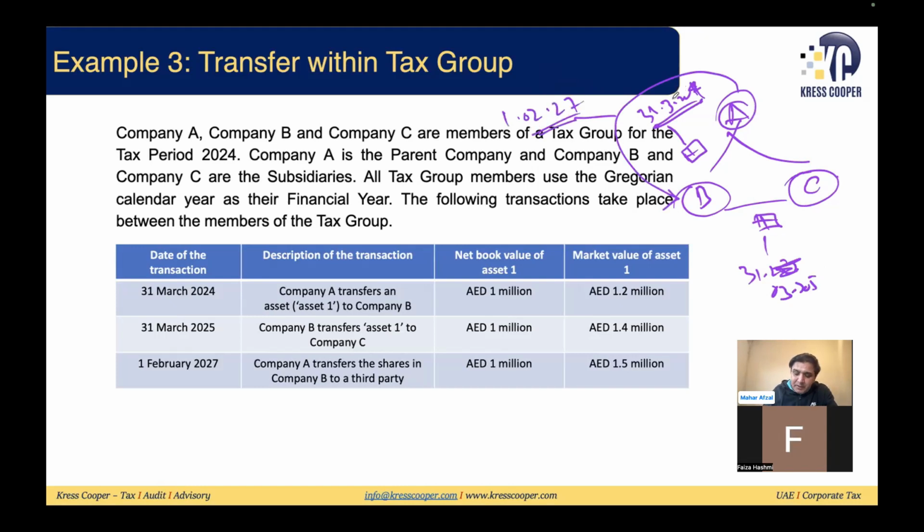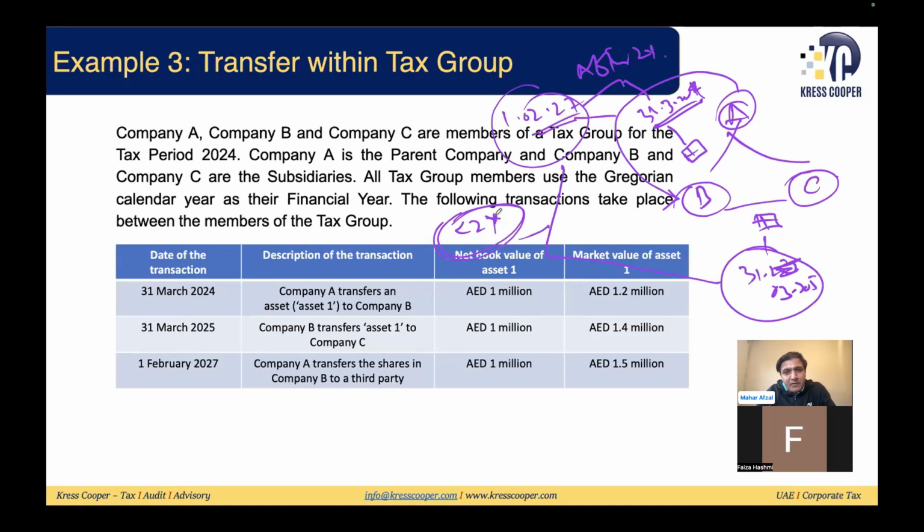So the gap between the first transaction on 31st March 2024 and this second transaction, after 31st March 2025 and 2026, is 2 years. 2 years would have been completed on 31st March 2027, but they have made a transaction on 1st of Feb. This is less than 2 years. So there are chances clawback will be applicable on this.